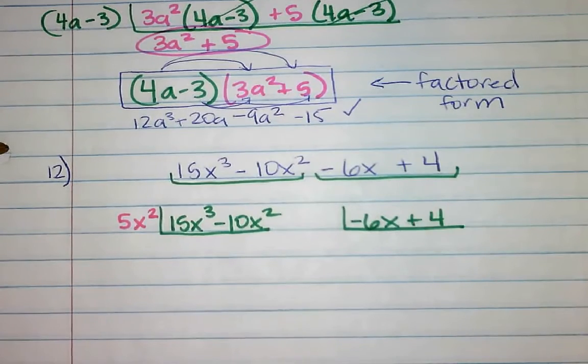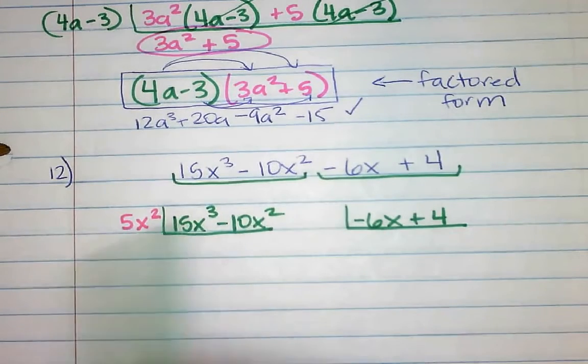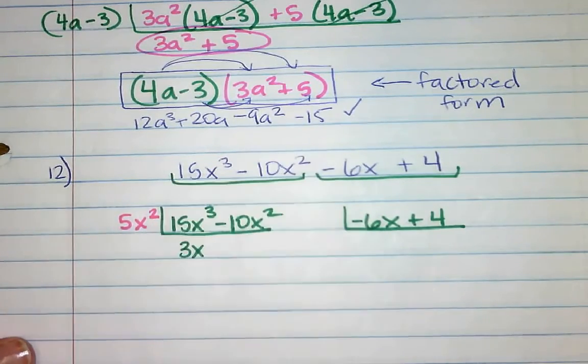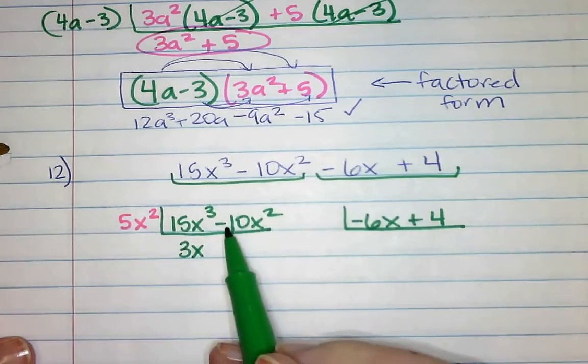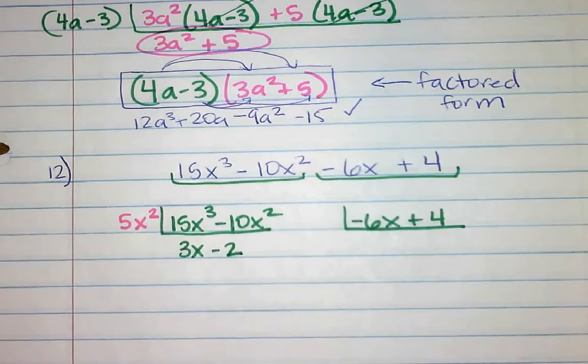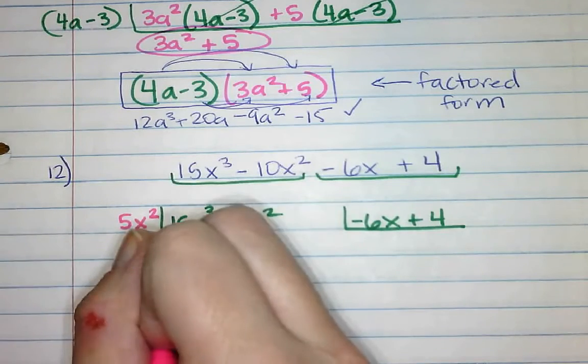So now we're going to say 15x cubed divided by 5x squared is going to give us 3x. Negative 10x squared divided by 5 is going to give us negative 2. So if we wrote this guy, it would be 5x squared times 3x minus 2. Y'all feel good about that?